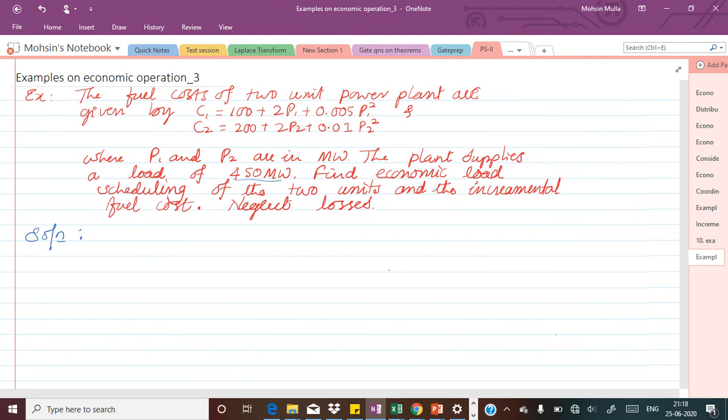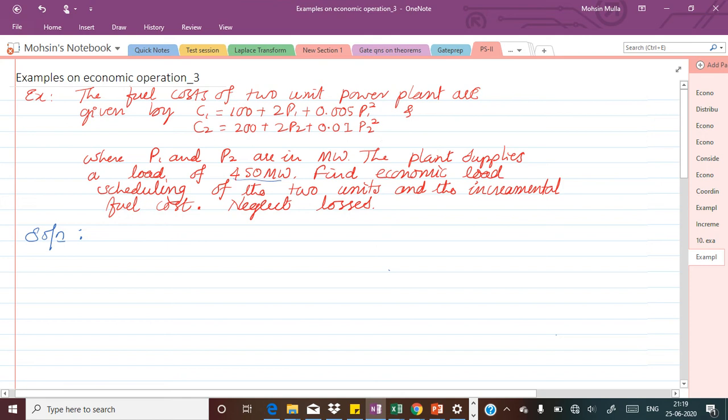In this video lecture, we are going to do one example wherein we'll understand how exactly the economic load division is done between the two units of a plant. Here in this particular example, the fuel costs of a two unit power plant are given. For the first generator, the cost equation is C1 equal to 100 plus 2 P1 plus 0.005 P1 square, and for the second plant the cost equation is 200 plus 2 P2 plus 0.01 P2 square. These are the equations giving the cost of fuel for each of the units.